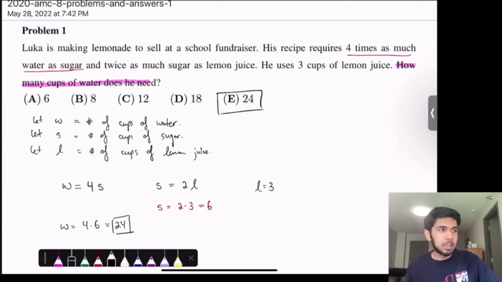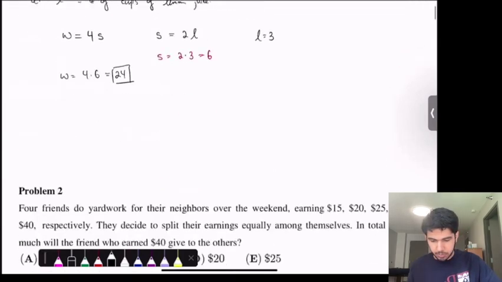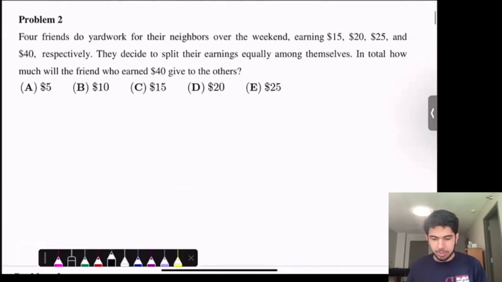That's problem 1. Let's move on to problem 2. So 4 friends do yard work for their neighbors over the weekend, earning $15, $20, $25, and $40 respectively. They decide to split their earnings equally among themselves. In total, how much will the friend who earned $40 give to the others?